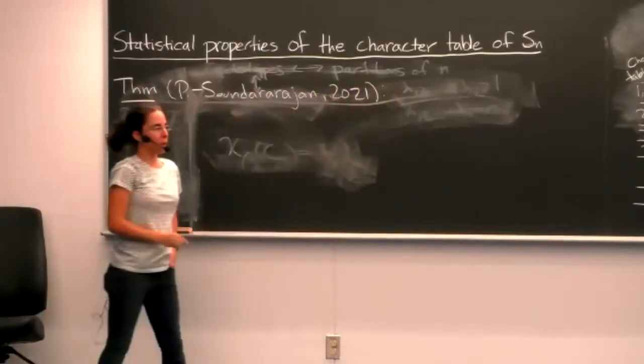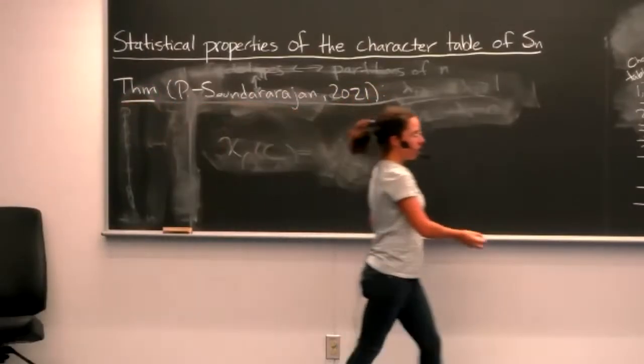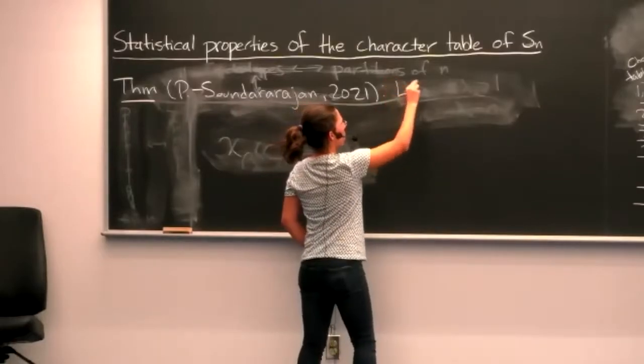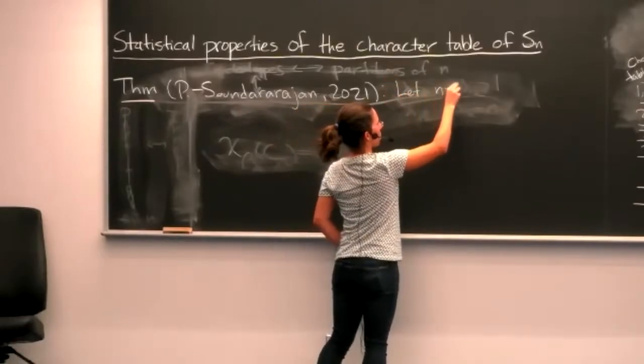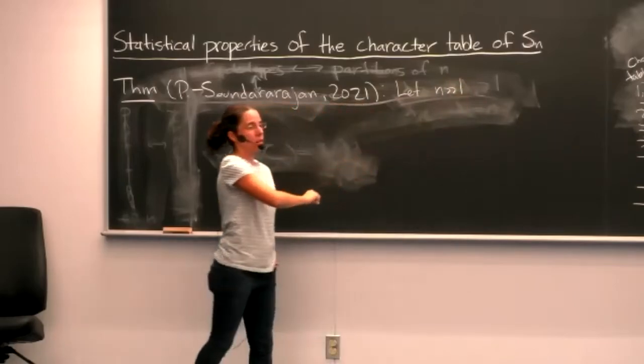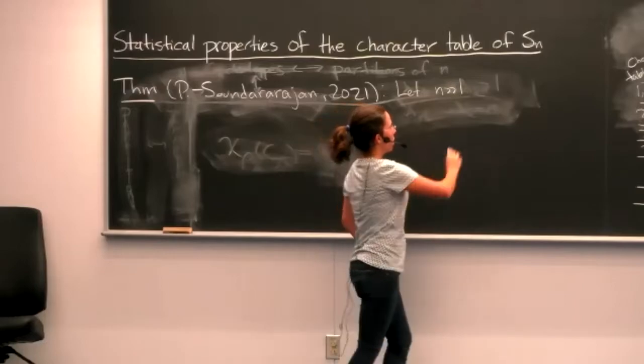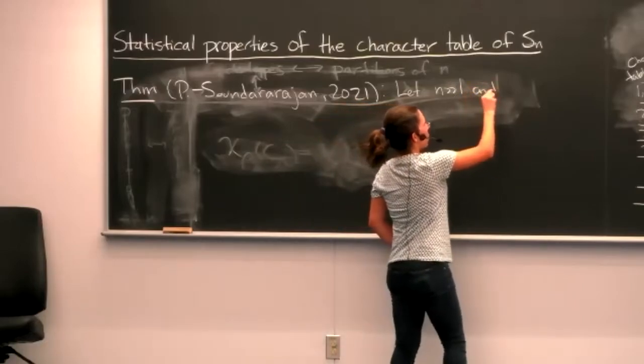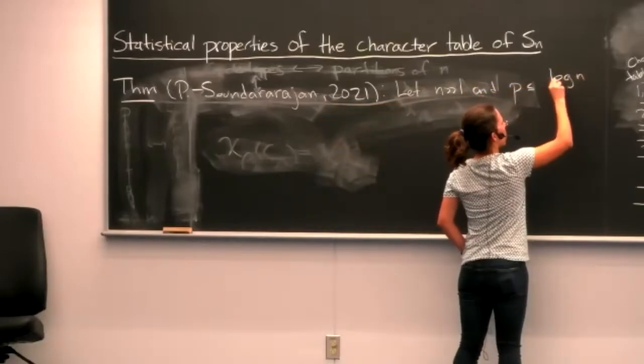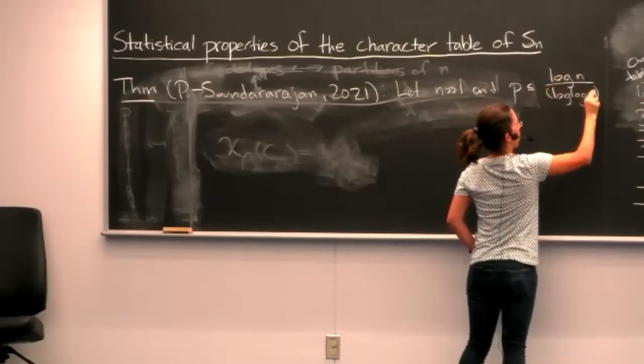Actually with a degree of uniformity in the prime p. As long as we let n be sufficiently large, so just large enough so that all the logs and logs in our proof are defined, so just larger than some absolute constant, and p be a prime that's at most log n over log n squared.